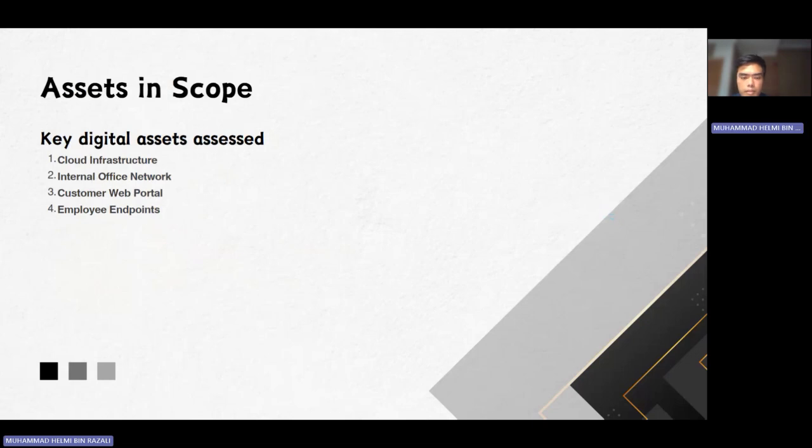So in this assessment, we focus on four key digital assets. The first one is cloud infrastructure. Second, internal office network. Third, customer web portal. And the fourth is employee endpoints. These assets are critical to MTS business operation, so they require careful attention.